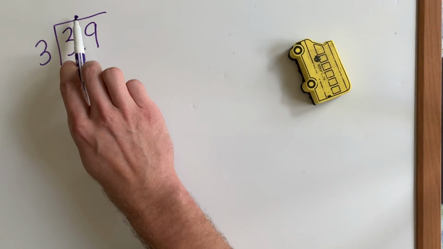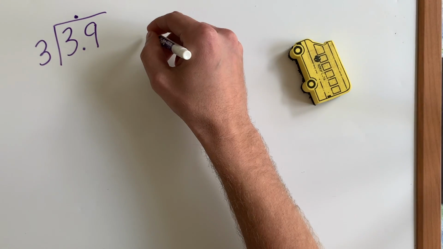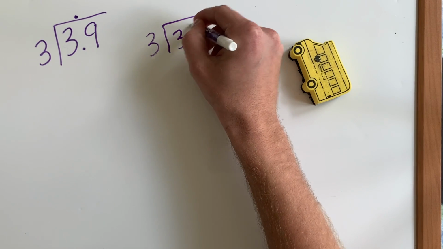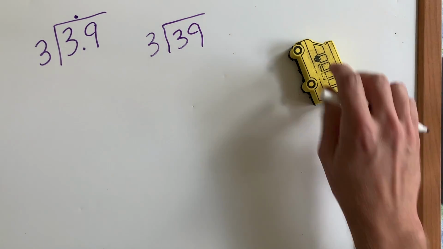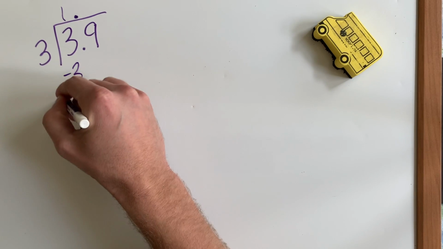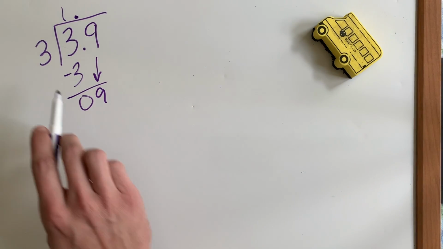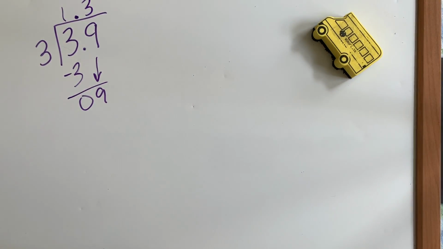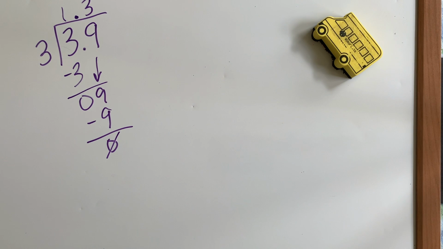Once we have the decimal in the right place, we're going to do this problem as if it was just whole numbers. And so in your mind, you're thinking 39 divided by 3, because you've already taken care of the decimal. Now you just need to do the problem and keep all of your digits in the proper place. 3 goes into 3 one time. 3 times 1 is 3, and we subtract and get 0. And then we bring down the 9, and 3 goes into 9 3 times. 3 times 3 is 9. We subtract, and we have no more digits, and we have 0 at the end. So this is our final answer, 1.3.